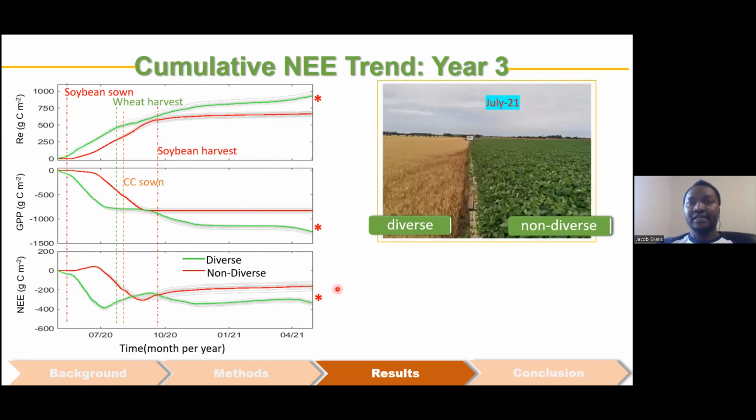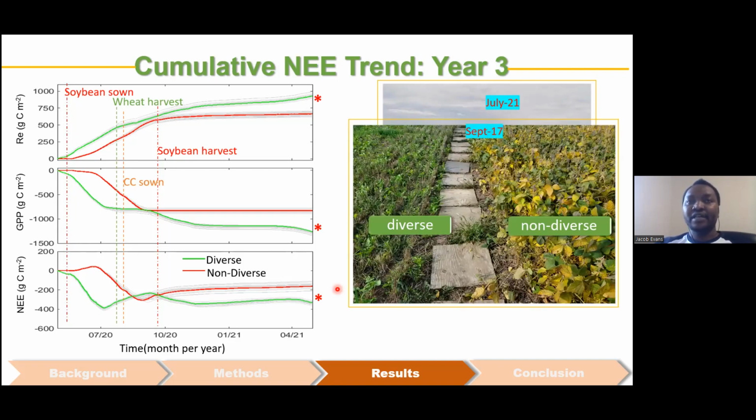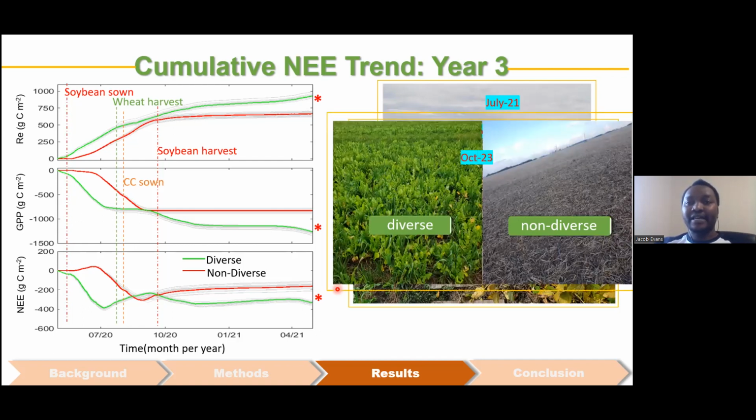So here's a picture showing both fields in July before wheat harvest, side by side, where you see the soybean in the non-diverse field, and after wheat harvest, after the cover crop had been established in October. Okay, so is diverse all good, right? I don't know. Well, not really.